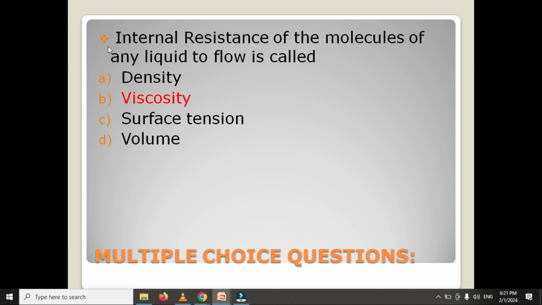Internal resistance of a molecule or any liquid to flow is called: option A density, option B viscosity, option C surface tension, option D volume. Answer is viscosity.